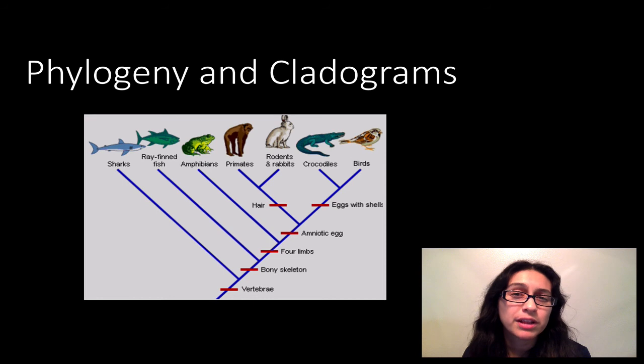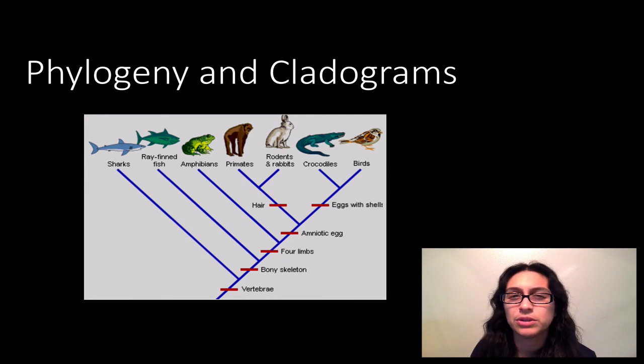Now when we talk about phylogeny and cladograms, we're taking a look at the evolutionary history of organisms, and we're seeing how they have changed over time and how organisms are related to each other. And that's a big thing right there. How are organisms related to each other? And that's what cladograms focus on, the relatedness of each species.